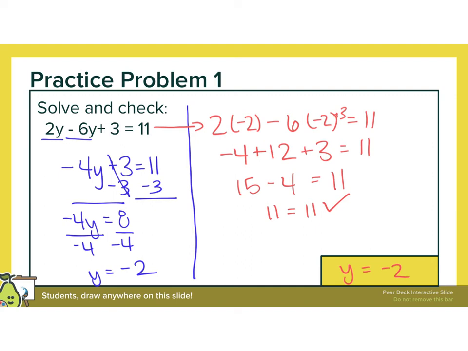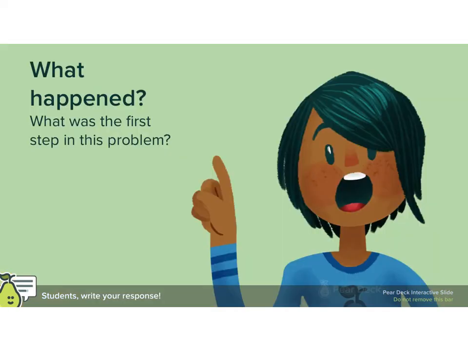What was our first step? The first step was to combine like terms. Complete sentence. The first step was to combine like terms. Period. The first step was to combine like terms.